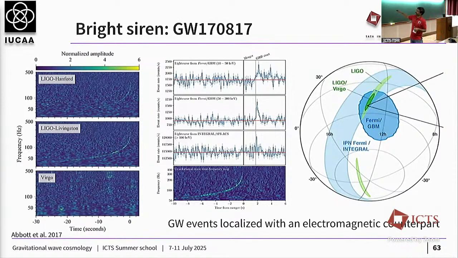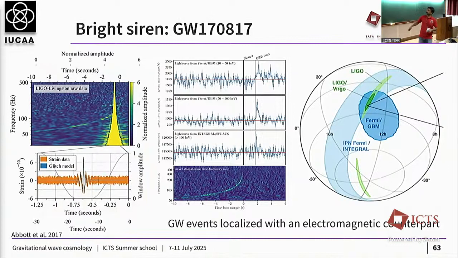So you would say that, okay, that looks like a very good localization, but it was still a large area. There will be many, many galaxies in this particular area. So what you have to do is go and target each of these galaxies and try to see whether you can actually see an optical counterpart of this event.